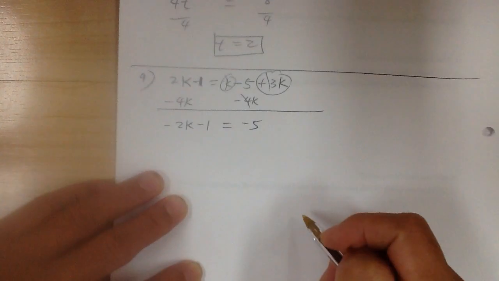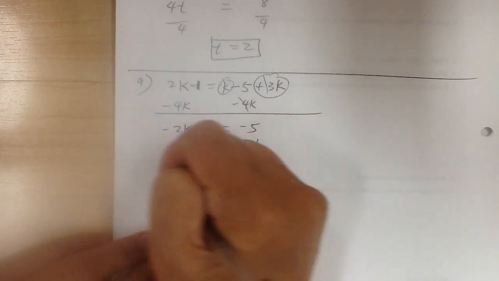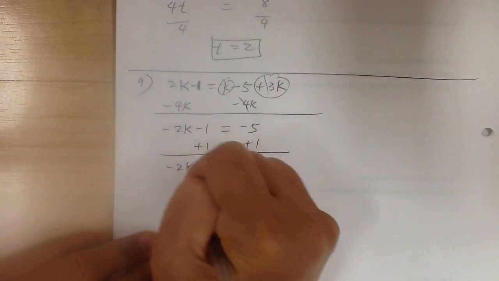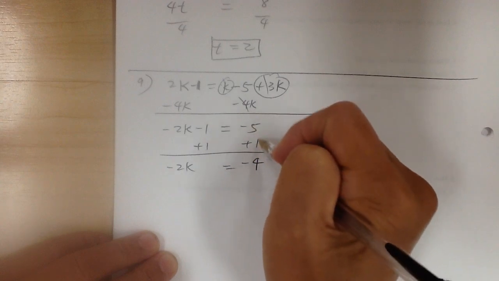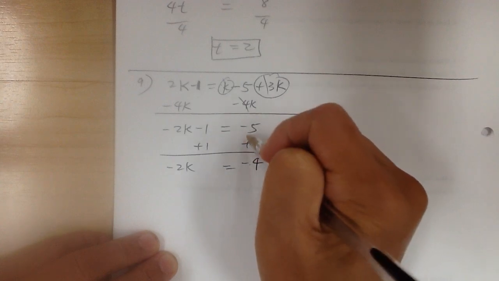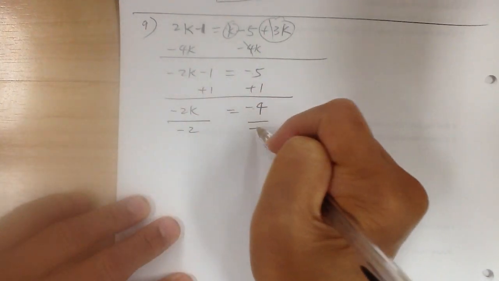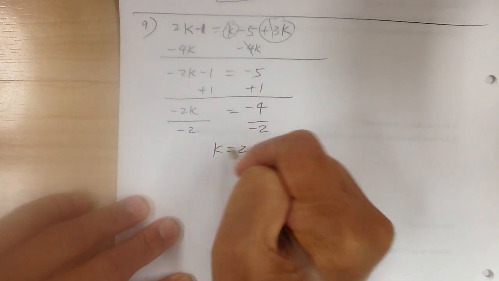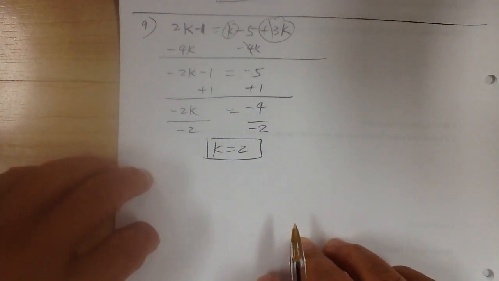Okay, then I'm going to plus 1. I'm going to undo the number, so plus 1. So I get minus 2k equal to negative 4. So if the signs are opposite, you subtract the numbers and you put the sign of the bigger number, right? Okay, then after you divide by negative 2, so k equal to 2. Okay, let's go to the next one.